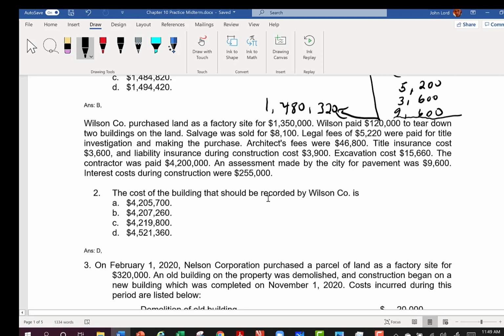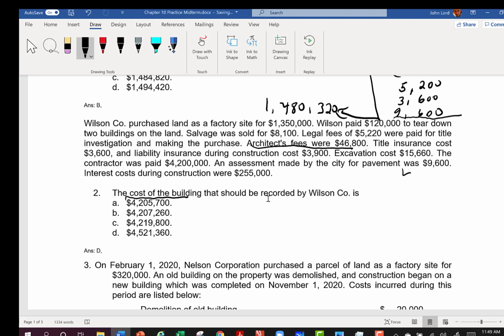Okay, now same fact pattern, but now they want to know cost of building. And remember, this isn't just some silly accounting exercise. We really need to know what constitutes land versus land improvements versus building, because land improvements and building are depreciated, whereas the land, of course, is not. Okay, so we start coming in, and those things that we counted up as the land, the salvage value, the legal fees, etc. So we really don't start hitting things that would constitute the building.